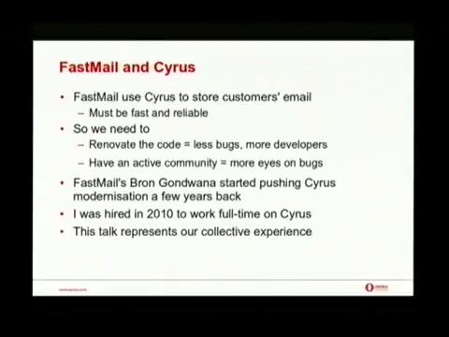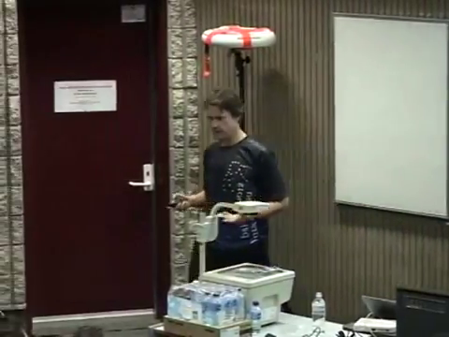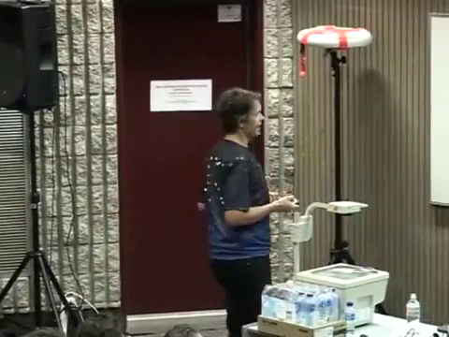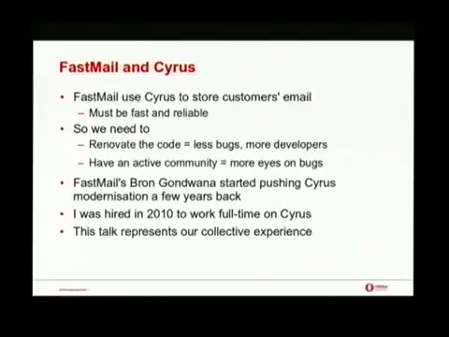Anyway, Fastmail and Cyrus. So Fastmail use Cyrus to store customers' email, which means it's actually important that it work and work reliably. And so as part of that, when you rely on open source software like that, you really have to be part of the community and foster the community. And in the case of Cyrus, it had kind of drifted off into obscurity and the community had kind of died out. And so Fastmail had to help resurrect the whole community. And there's a whole bunch of really good practical reasons why you want to do that. I mean, when the code's renovated, there are less bugs simply because the software works better. And the mere fact that your code looks modern attracts developers, which means there's less bugs, which, yes?